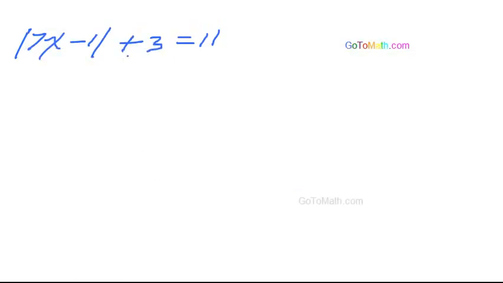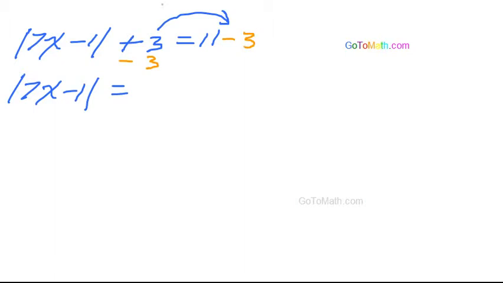Okay, just making sure. So let's go ahead and take this 3 before we do anything to the other side. Alright, so we end up with the absolute value of 7x minus 1 is equal to... We're subtracting 3 from both sides. Remember to do that. So we got 11 minus 3, and that is what? 8. Okay.